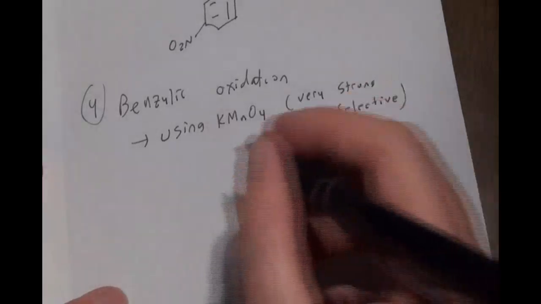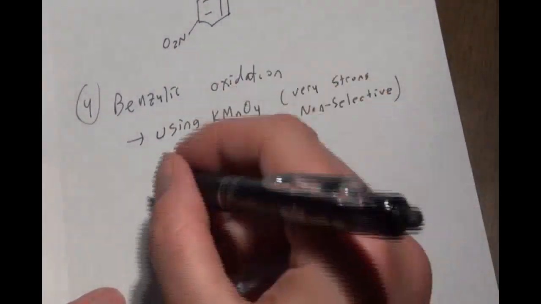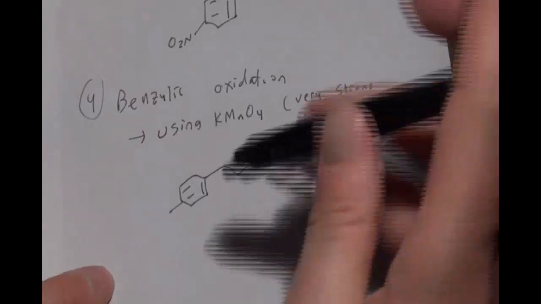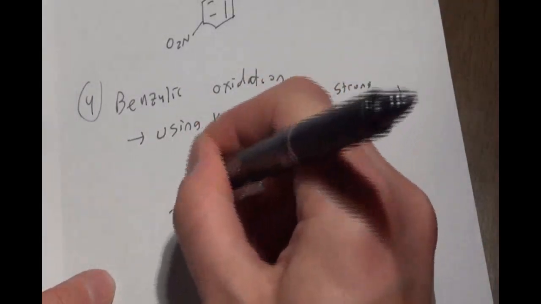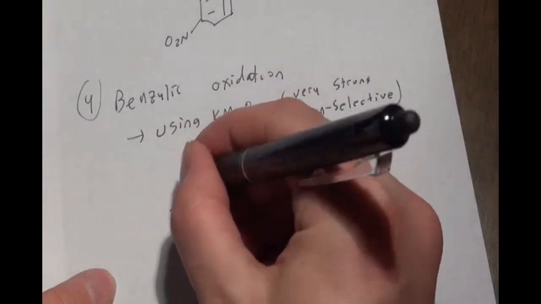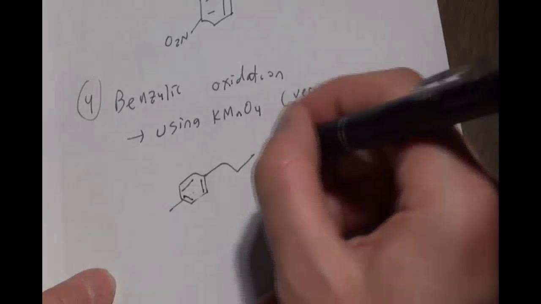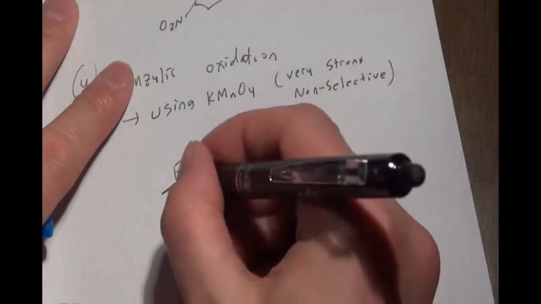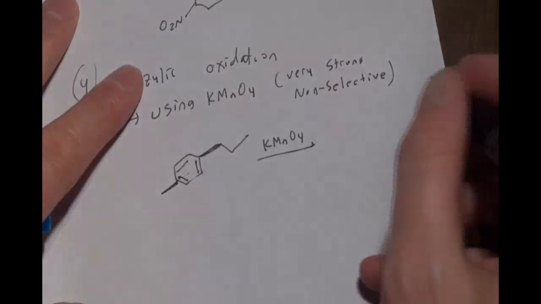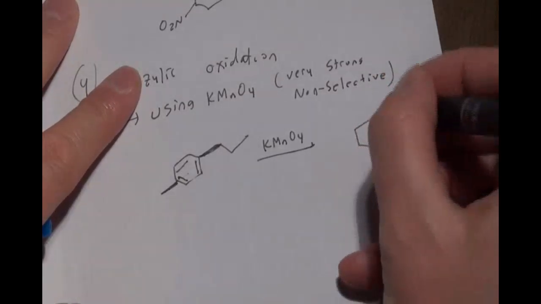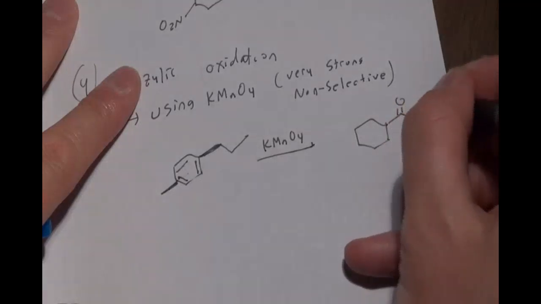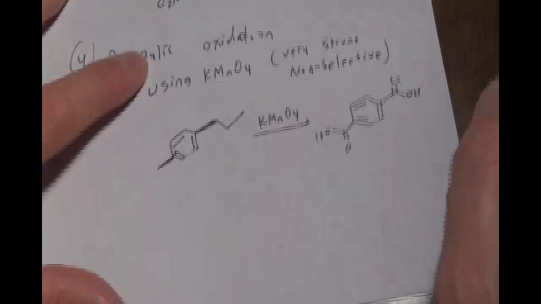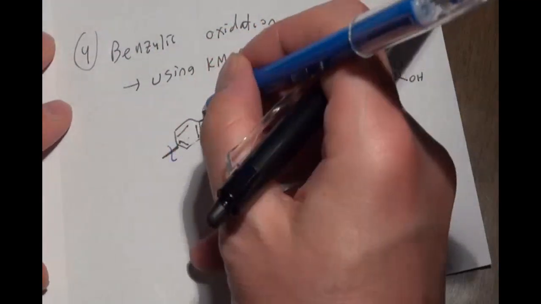But just as an example, what did KMnO4 do to a benzylic position? So here we have a methyl on one side, propyl on the other. KMnO4, as a super insane strong oxidizing agent, will cleave both of those bonds off and give you a dicarboxylic acid. So it cleaved both C-C bonds. It cleaved this one, and it cleaved that one.